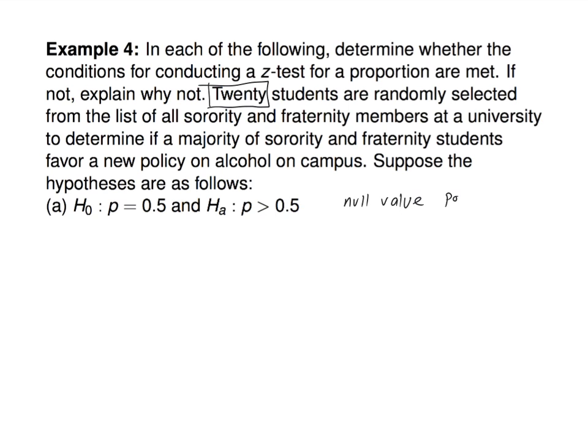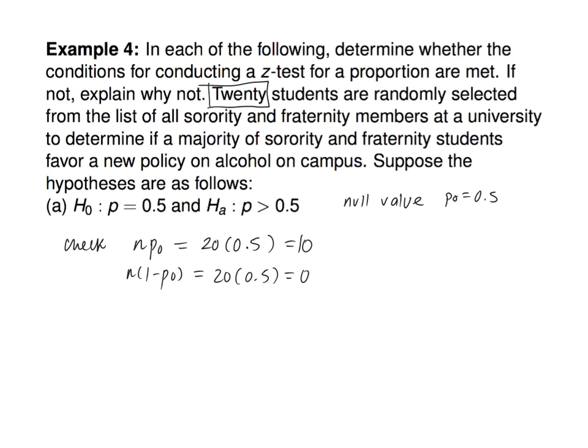The null value is 0.5. So check N times P0: 20 times 0.5 is 10, sure. And N times 1 minus P0 is also 20 times 0.5, which is also 10. So are the samples big enough? Yes, but barely, right?